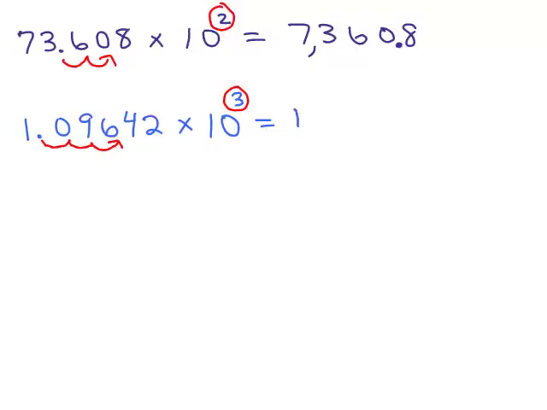So we have 1096.42. Makes sense? You have like 1 point something and you're multiplying by 1,000. Seems reasonable. 1 times 1,000 is going to be at least 1,000, right? So 1096.42. All right, let's do another one.